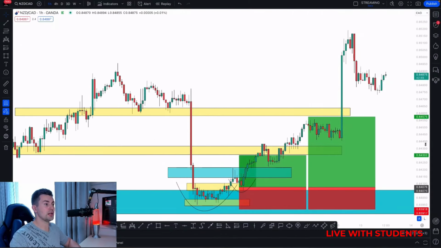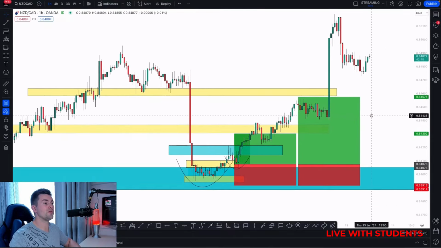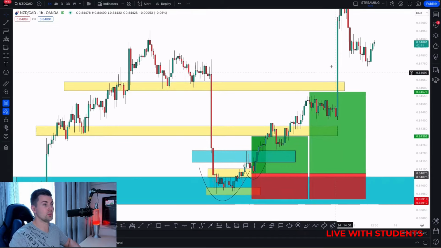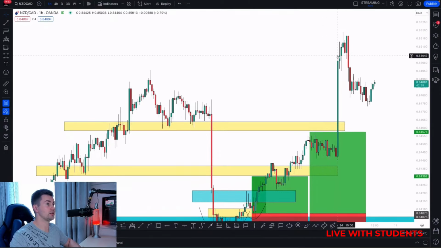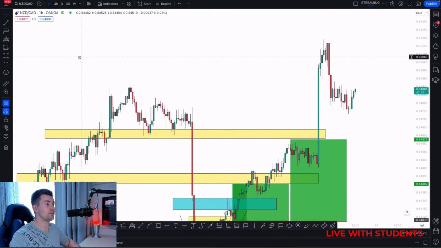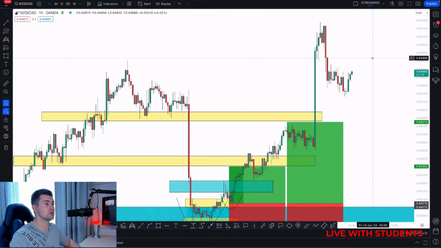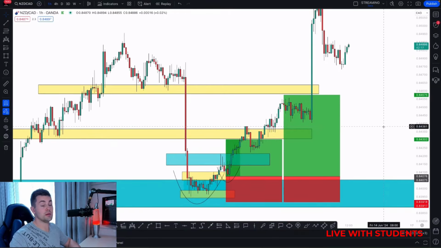On New Zealand CAD pair, the release of yesterday's fundamentals made the pair very bullish. We formed a huge high momentum bullish candle, and the market successfully reached the second target for the trade. So we have a very beautiful winner right here, and the market even managed to set a new higher close here, confirming the strength of bulls and the bullish trend continuation. So it looks like the market may go even higher.